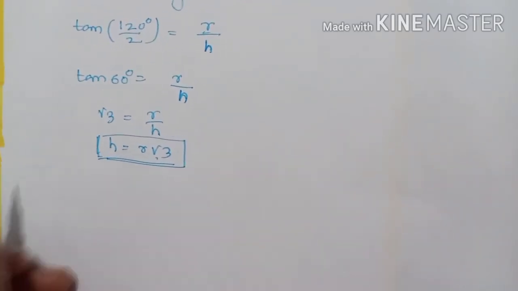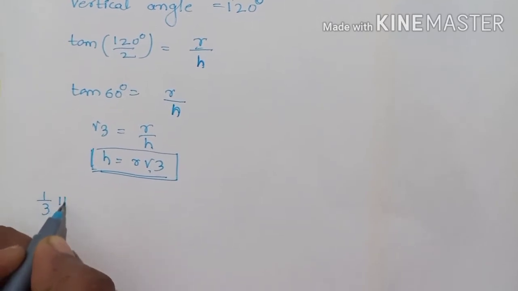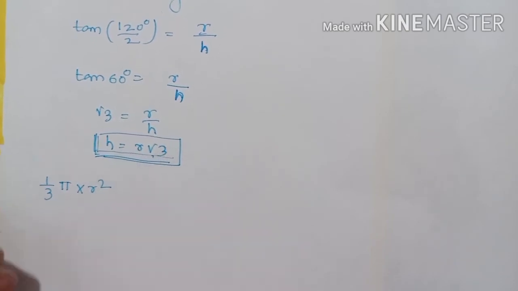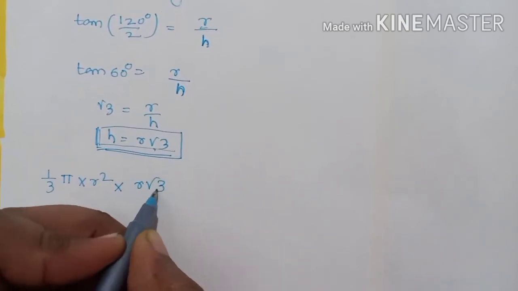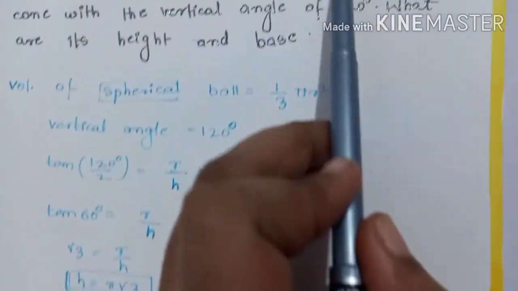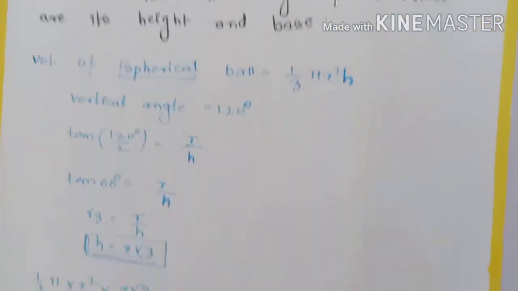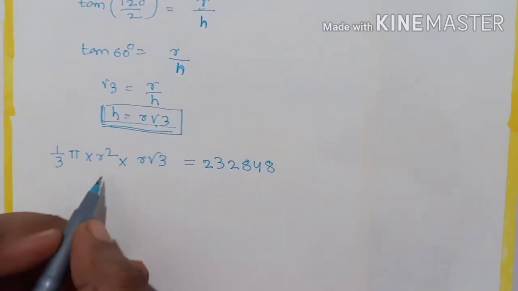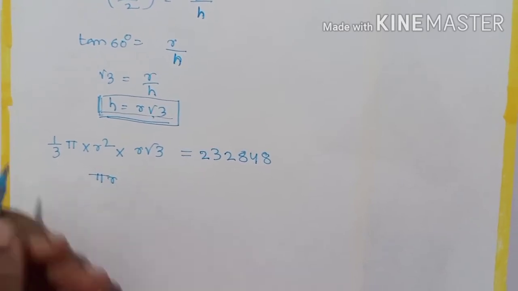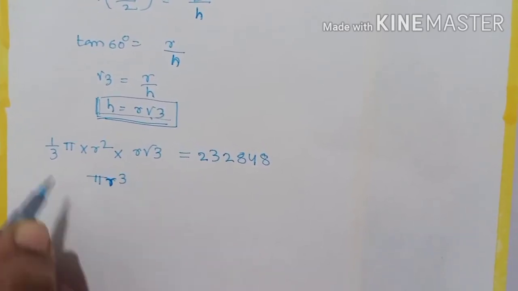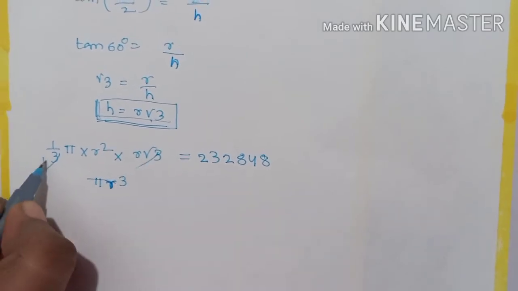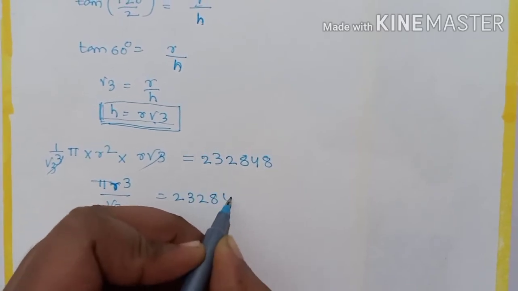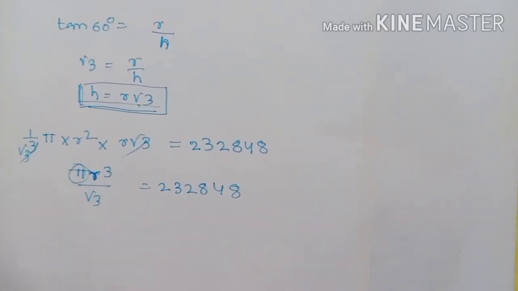Now we know the volume is 1 by 3 pi r square h. Instead of h we are going to substitute r root 3. They have given the volume as 2,32,848 centimeter cube. By solving this we obtain pi r cube root 3 over 3, and 3 and root 3 get cancelled, and root 3 remains, that equals 2,32,848. We know the pi value is 22 by 7.